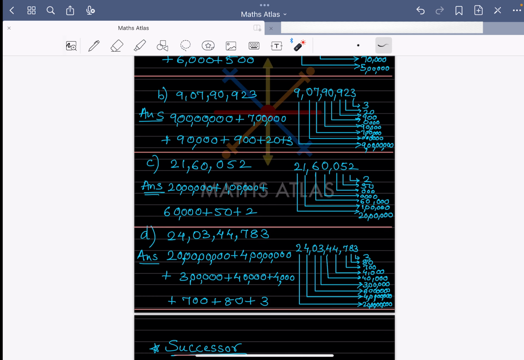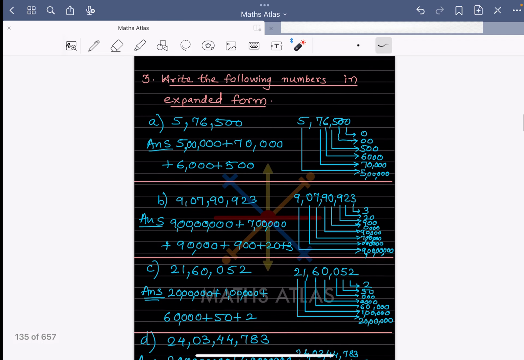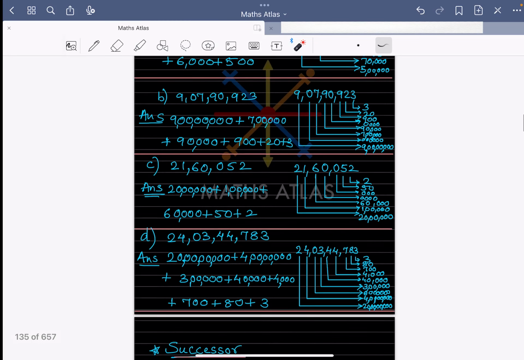So this is the other way. You can do it as you like, whichever way you find it easy, because in maths there are many methods. So hope this is also clear for you, how to expand it. So you can go to the other questions later on.